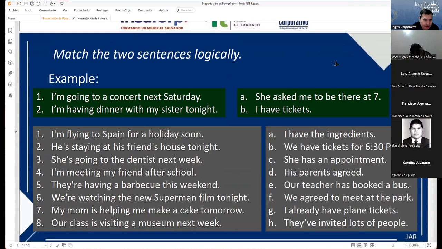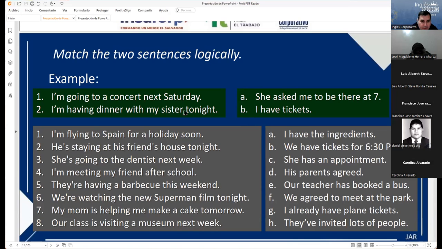It's good. Very good. Okay, check out here, my friends. Match the two sentences logically. One sentence from here to these sentences. You have to match. Teacher Kes has booked a bus. Está alquilado un bus. Has booked a bus. Logically.